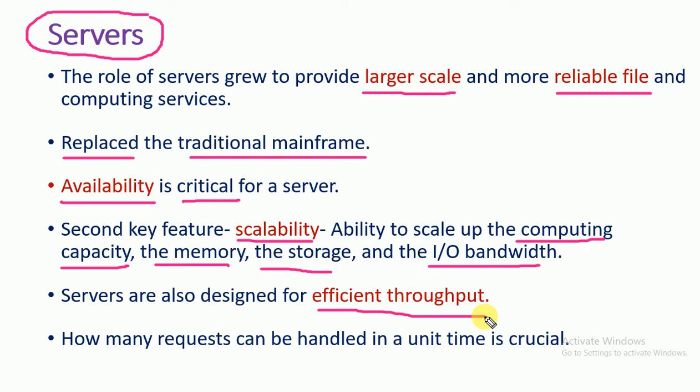Suppose 10 requests arrive at a particular minute, all the 10 requests must be responded to within that given time. So how many operations can be done in a given time, that is actually the throughput. If it has more throughput, it is a more capable server. Throughput is the number of requests that can be handled in a unit time, which is the crucial feature of a server system.